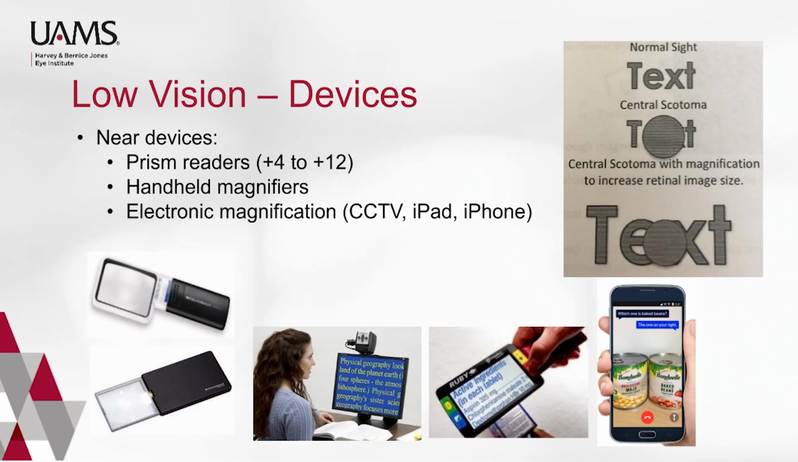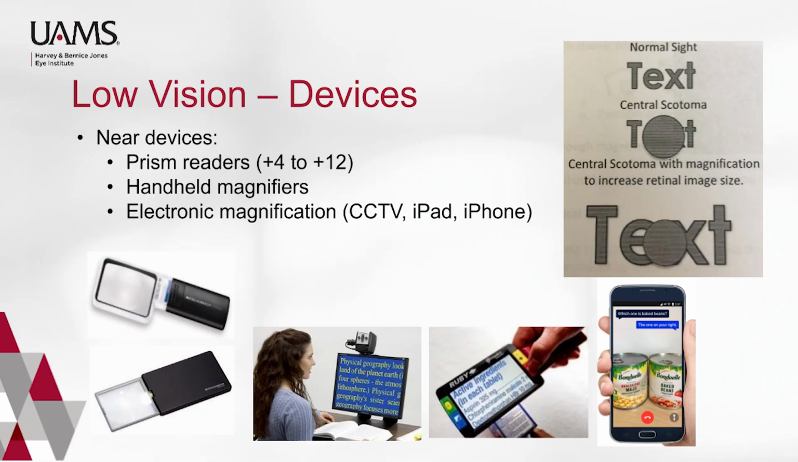Near devices may include prism readers, which range from a +4 to a +12. These are reading glasses that are stronger than what you can purchase over the counter. We have handheld magnifiers. These are devices that can enlarge reading material. And then electronic magnification. These are electronic magnifiers that can magnify text or objects stronger than what you see with just your typical handheld magnifier.